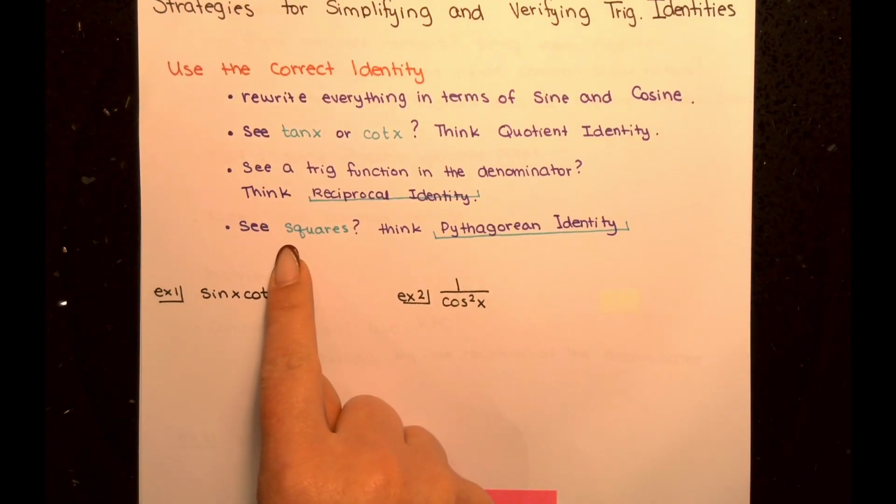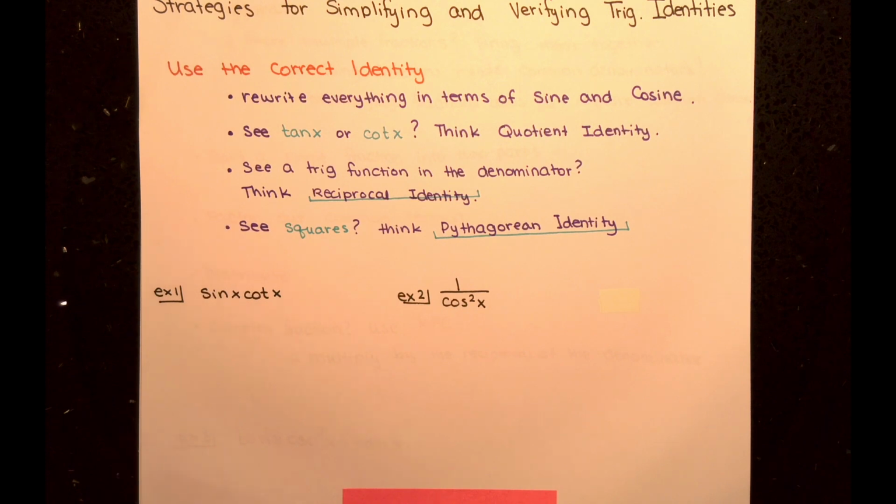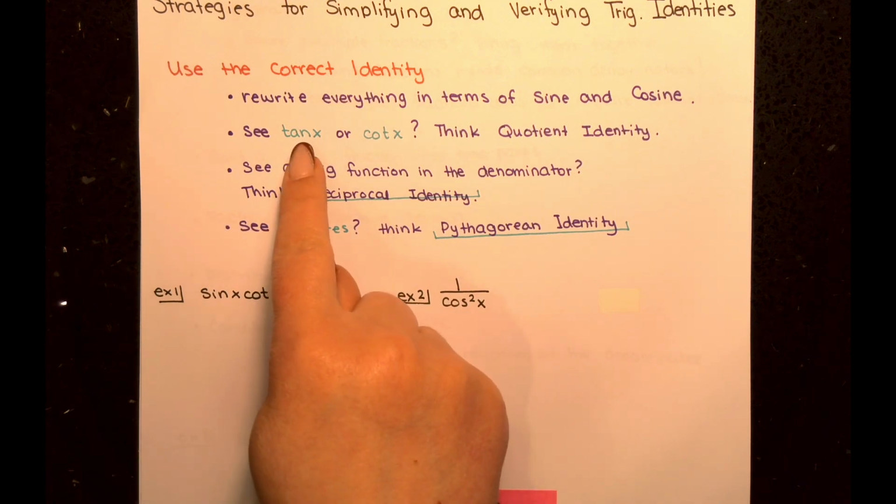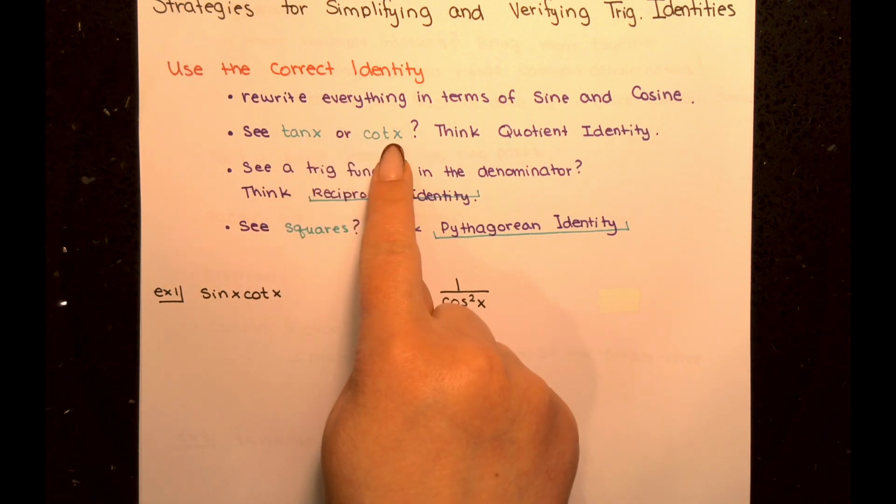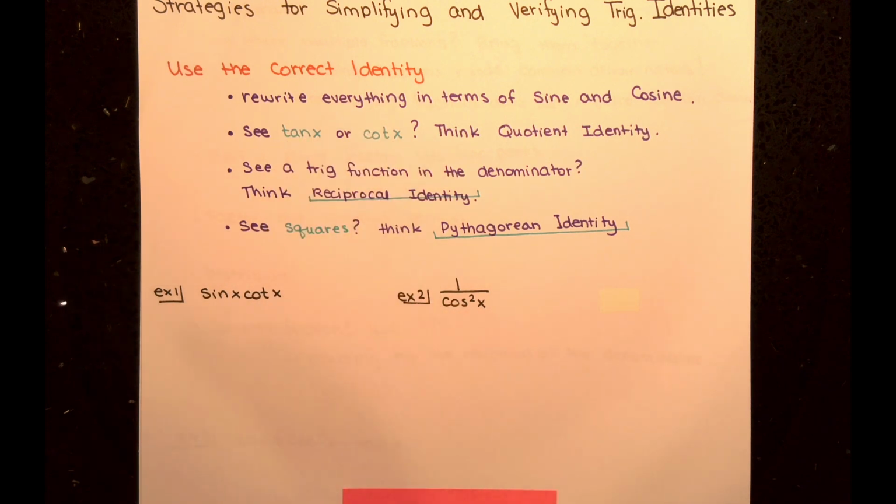And if you see a square, think Pythagorean identity. Try to rewrite squares first as sine squared over cosine squared or cosine squared over sine squared. It can work better for you, but if it's a binomial, anything with 1, adding or subtracting, think Pythagorean identity. Doesn't have to be, but it most likely will. Let's do some examples here.